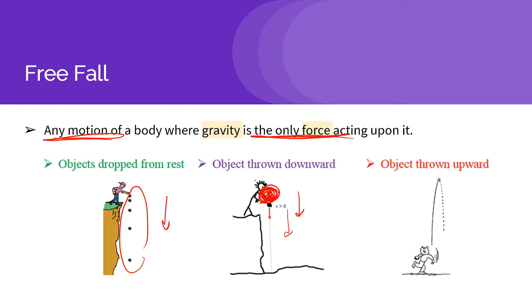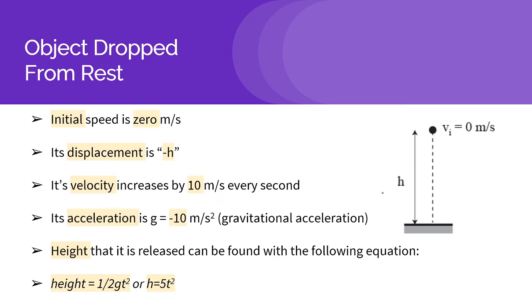The third case is when you throw the object up. Again, not considering what's happening at the beginning, when the object is in the air, it's only going to be pulled by gravity all the time. So that object is also known as a free-falling object.